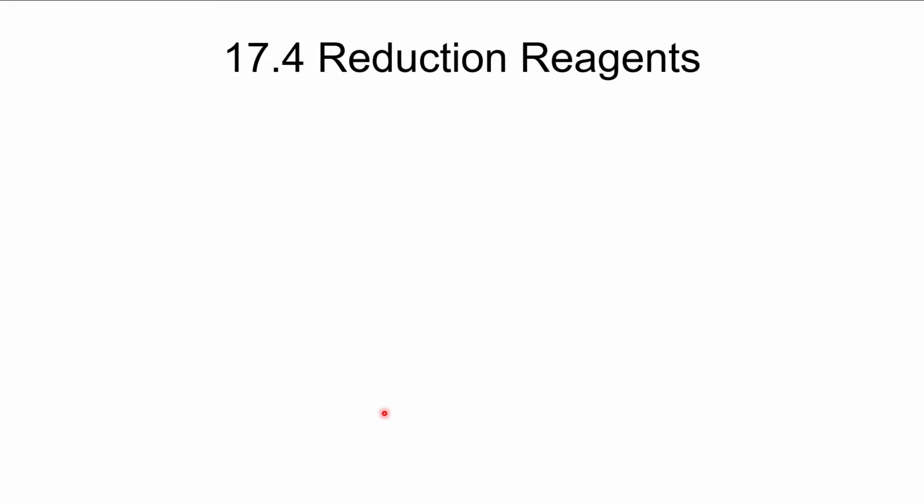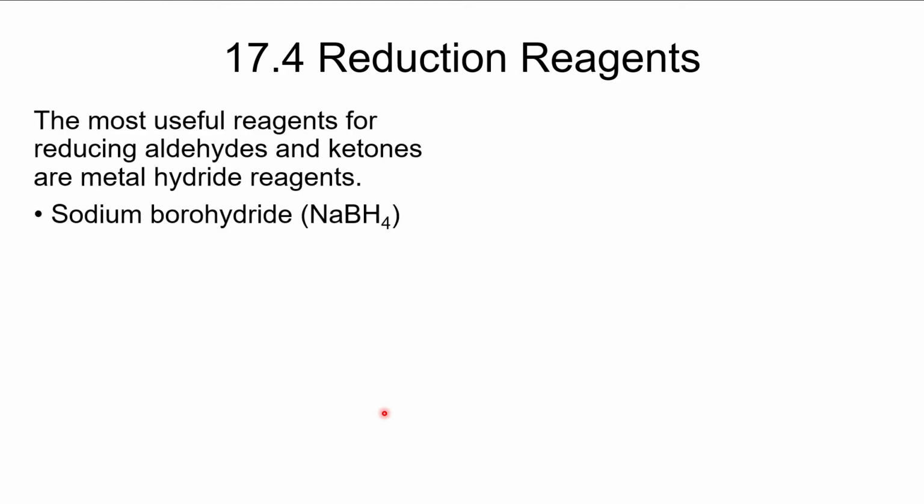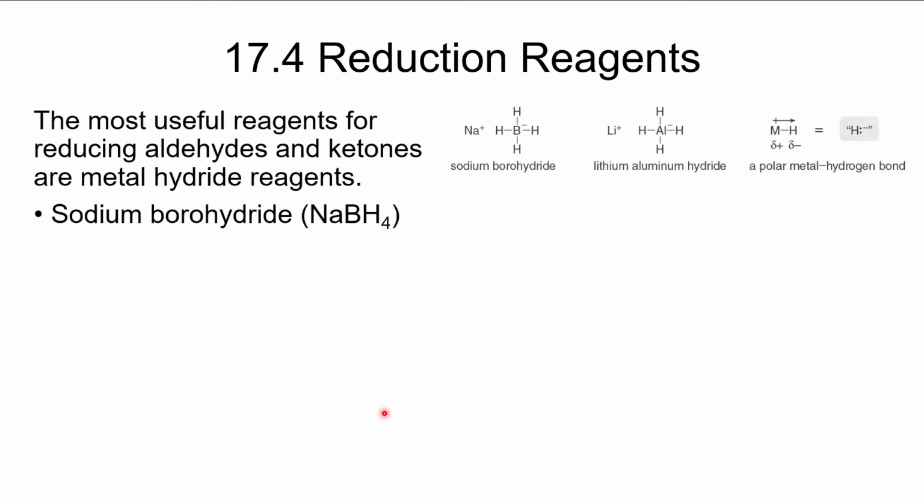So when it comes to reducing agents, our most commonly used reducing agents for aldehydes and ketones are going to be sodium borohydride and lithium aluminum hydride. There's the sodium borohydride right here, and then there is the lithium aluminum hydride right there. And there are some other metal hydrides that we will talk about a little bit later. There are some alternatives to these that are either less reactive or reactive in a different way.